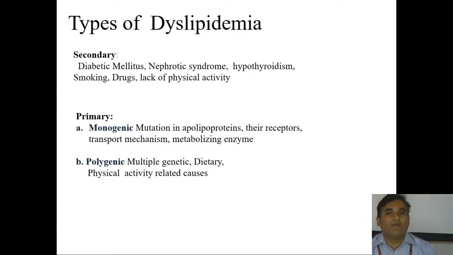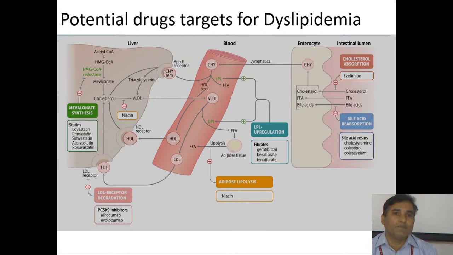You see the types of dyslipidemia. Secondary has no clear-cut reason. It may be diabetes mellitus, nephrotic syndrome, hyperthyroidism, smoking, drugs, or lack of physical activity. And primary may be monogenic or polygenic. Monogenic means involvement of one gene rather than other genes.